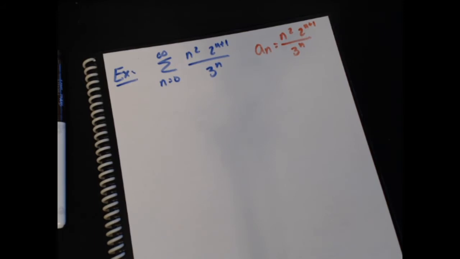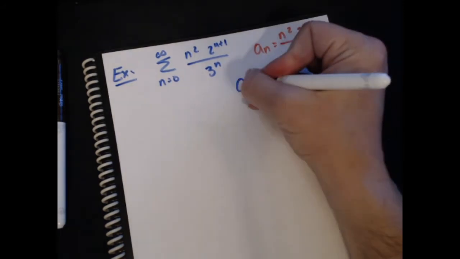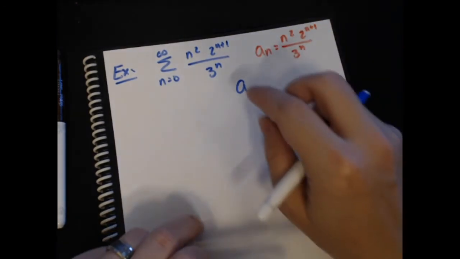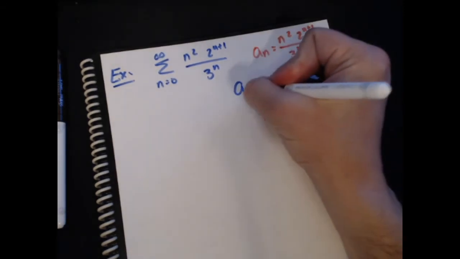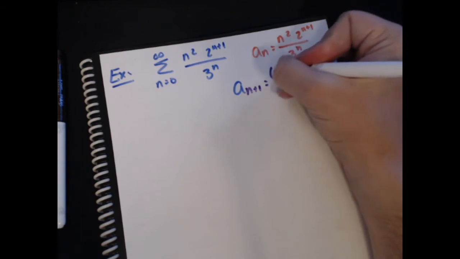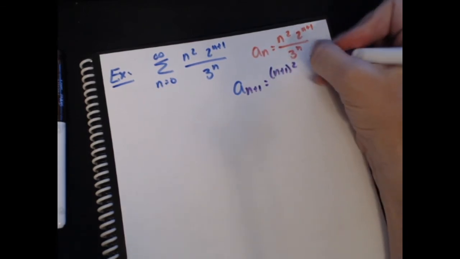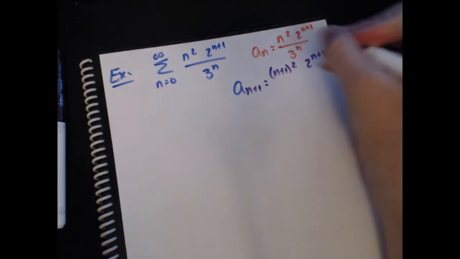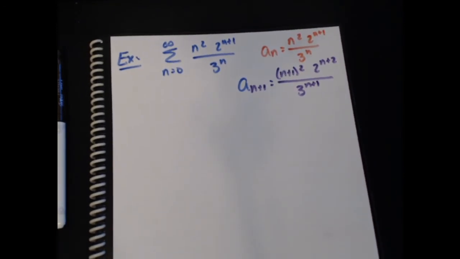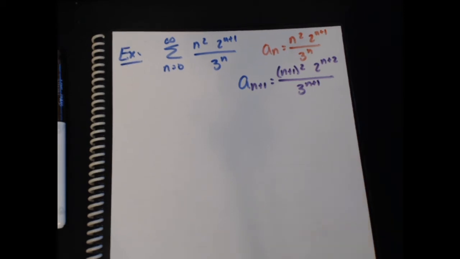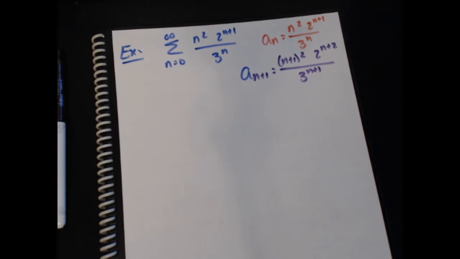So you need to find out what a sub n plus 1 is. That's blue again, I thought I grabbed purple. That's fine. And we know that we have n plus 1 squared, and then I have 2 to the n plus 2 over 3 to the n plus 1. Does that make more sense? We're literally just adding 1 to wherever there's an n. Okay, so the same rule applies.